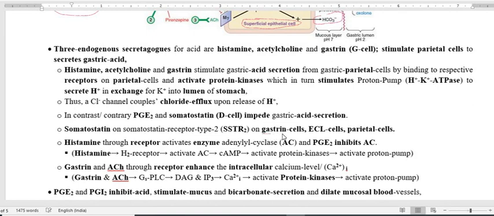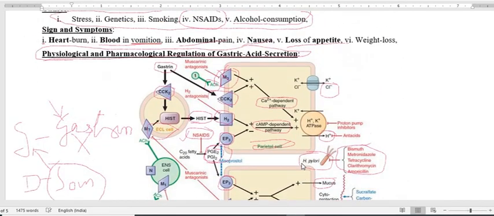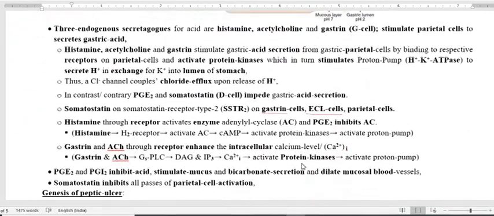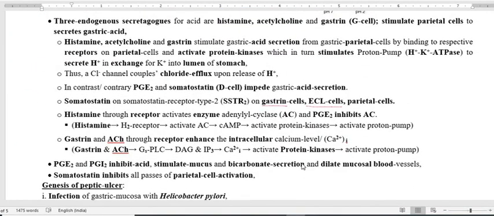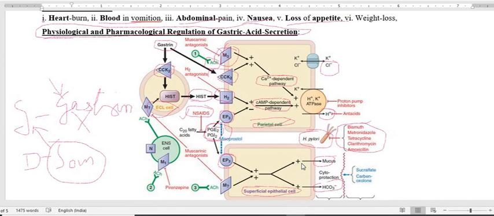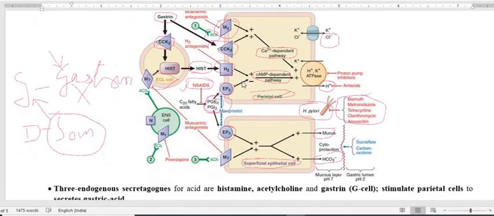It also acts on the enterochromaffin-like cell, and therefore it inhibits the release of histamine. So this is about the gastrin, about the acetylcholine, about the somatostatin, about the prostaglandin E2, I2, and about the histamine. We already discussed these things. So this is about the physiological function of gastric acid release from the parietal cell.